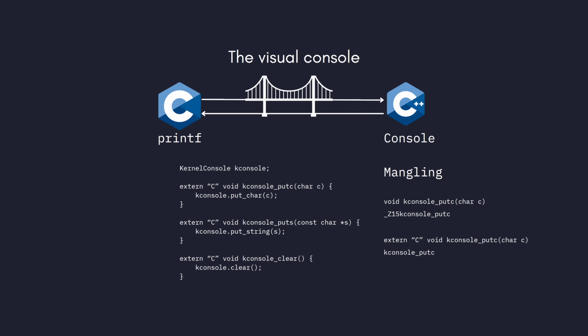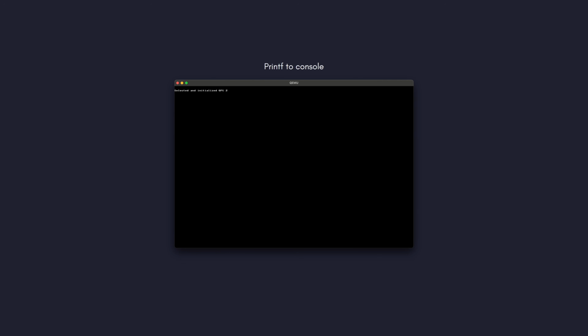Okay, so back to our console. Now we have bridged printf and console, so if we join them together, we get a little print on screen. Right now we only get one print, selected and initialized GPU 2, which stands for RAM FB GPU, the second one, because obviously we're not going to be able to see a visual console before the GPU is initialized. And great, that's our console.